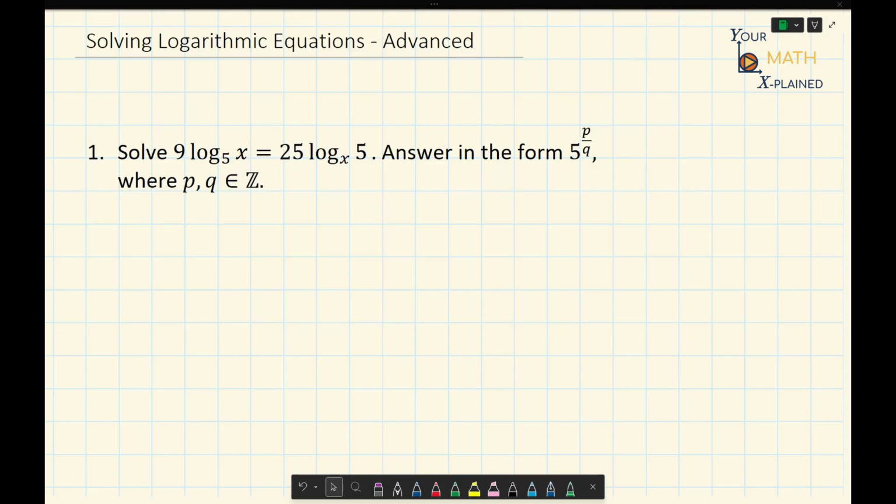Let's get started. First up, we want to solve the equation 9 log base 5 of x is equal to 25 times log base x of 5. And we want to leave the answer in the form 5 to the power of p over q, where p and q are integers. So notice how we have two log expressions with different bases. That gives you a hint that change of base is going to be needed here. And you can actually change it to any base you want. Some will be a little bit easier than others.